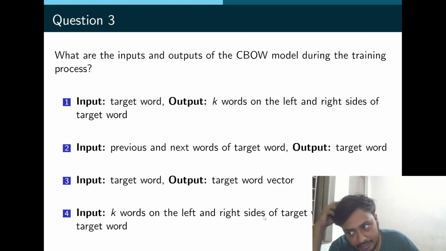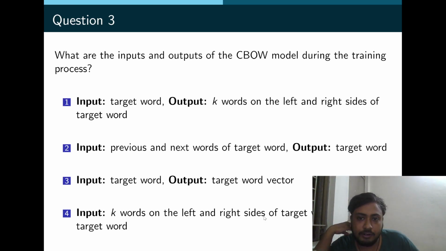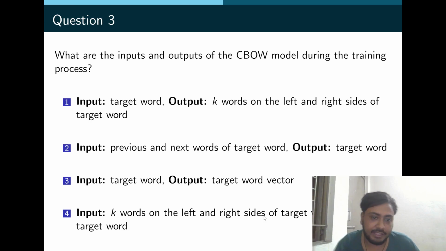Okay, let's go on to the next question. As you know, there is a model which is the CBOW model, or continuous bag of words. What are the inputs and outputs of the CBOW model during the training process? So when we are training the CBOW model, what is the input and what is the output? You have these four options.